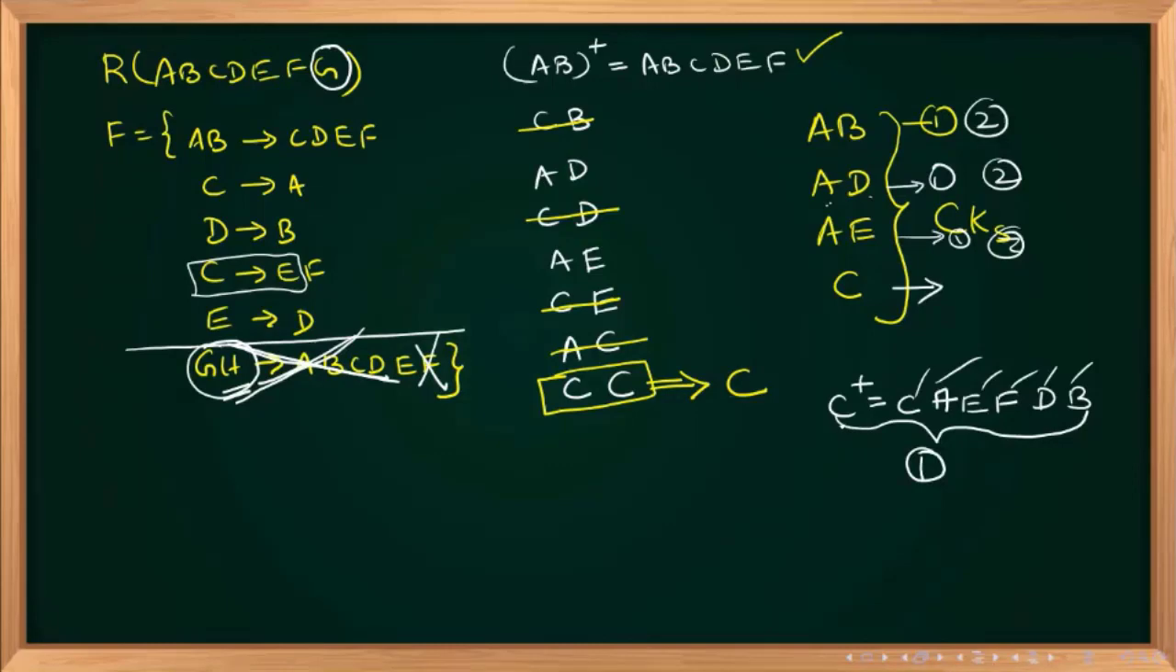Will you be able to remove some attribute from that and still manage to get everything? If you remove something from C, you will not be getting anything. So you cannot remove. If it is a single attribute, reduction is not at all possible. So it's already a reduced one. C satisfies both the first property and the second property. So this is also correct.